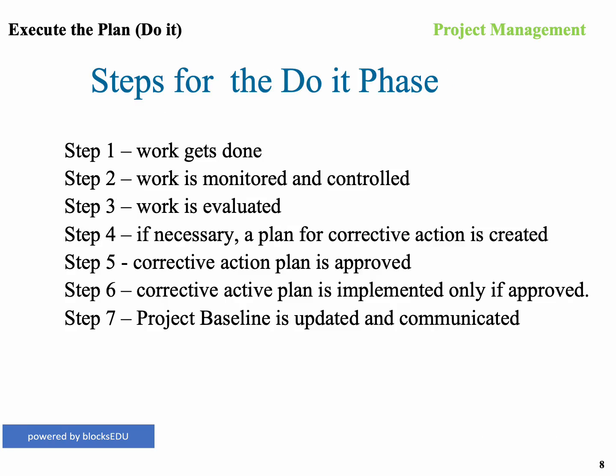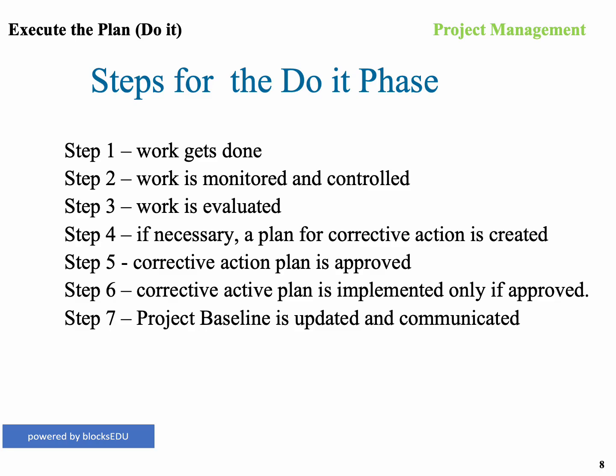First of all, step 1, work gets done. Work gets assigned, people do the work. Step 2, work is monitored and controlled. Step 3, work is evaluated. Step 4, if necessary, a plan for corrective action is created. Step 5, corrective action plan is approved. Step 6, corrective action plan is implemented only if and when approved. And step 7, the project baseline is updated and communicated.